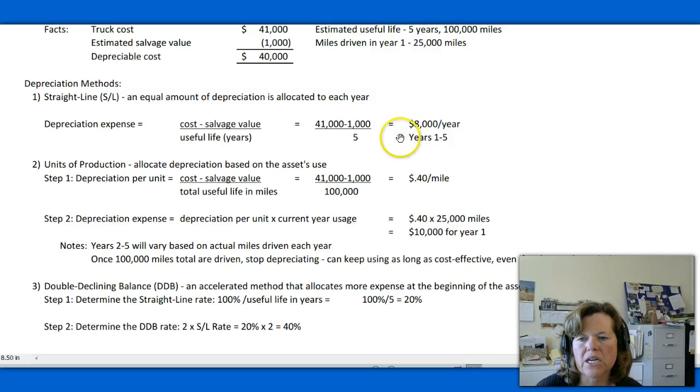Easy part about straight line, 8,000 year 1, 8,000 year 2, 8,000 year 3, and so on. Okay, at the end of 5 years, it's fully depreciated. Our accumulated depreciation will equal $40,000, which is our depreciable cost.